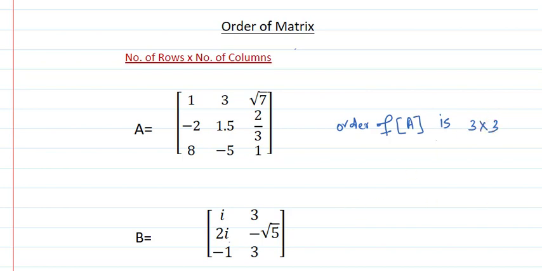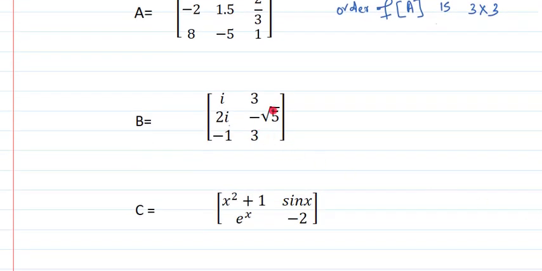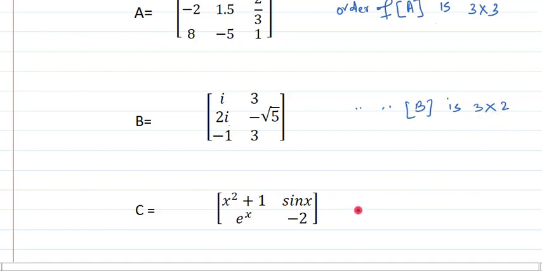And let us come to matrix B. Here we are having 3 rows and 2 columns. So therefore, order of matrix B is 3 by 2. That is 3 rows and 2 columns. And what should be the order of matrix C? Now I think you know this answer. Answer is 2 by 2.